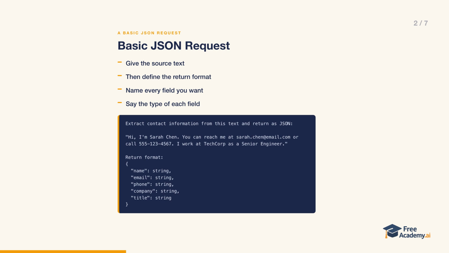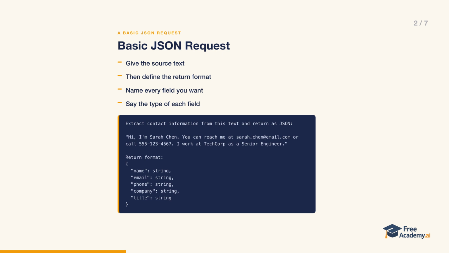Here we ask the AI to extract contact information from a short message and return it as JSON. The text is just a casual introduction, someone named Sarah Chen, sharing her email, phone number, company, and job title. The key move is at the bottom of the prompt, where we spell out the return format. We list each field we want: name, email, phone, company, and title, and we say each one should be a string. Because we defined the shape up front, the model knows exactly what to give back, instead of guessing or writing a paragraph. That's the core pattern.